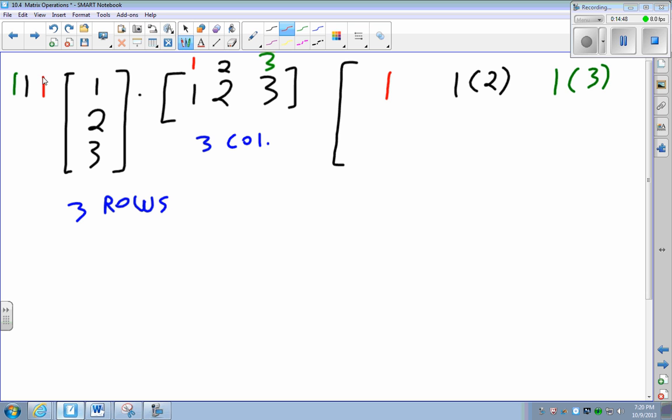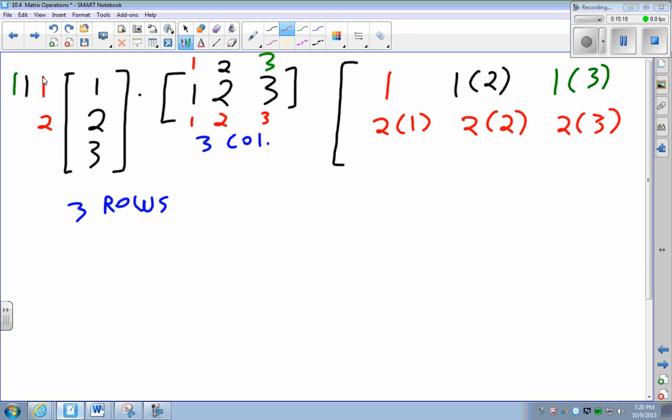Okay, but now that we've multiplied by all the columns in our second vector, we can move on to our next row. So we'll multiply the second row by this column right here. And so we'll get 2 times 1. Then we move on to our second column. We'll get 2 times 2. And we move on to our third column. And we'll get 2 times 3. Okay. Hope you guys are starting to see the pattern here of what we're doing.